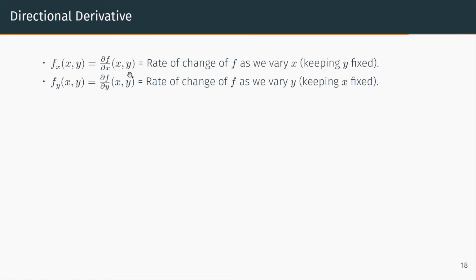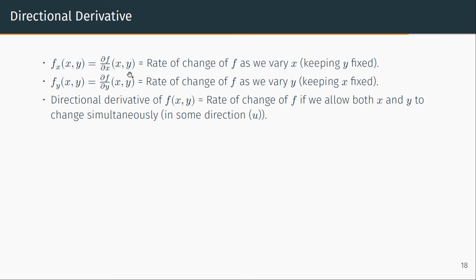But sometimes we might want to change both of these variables, and we would want to see what is the rate of change of the function f when we change both x and y. So we might want to find the rate of change of a function in a given direction. So that's exactly what the directional derivative is. It's the rate of change of f if we allow both x and y to change simultaneously in some direction u. So this u is a unit vector that represents the direction in which we want to compute the derivative.